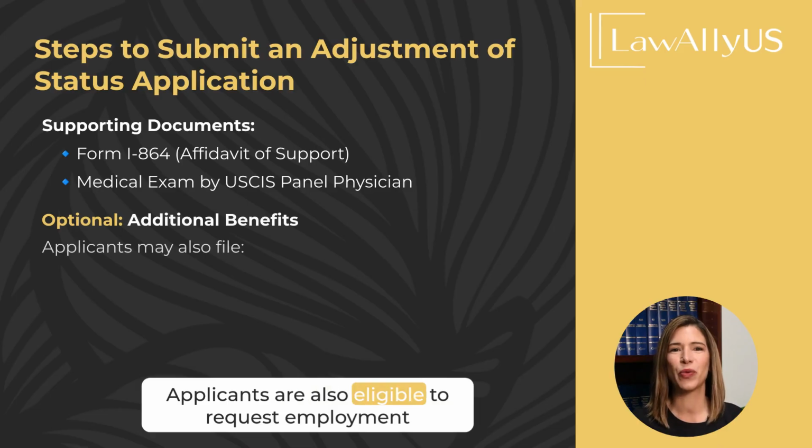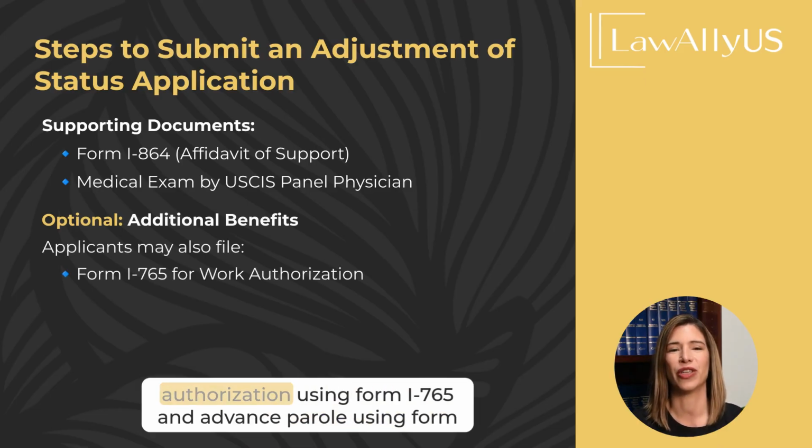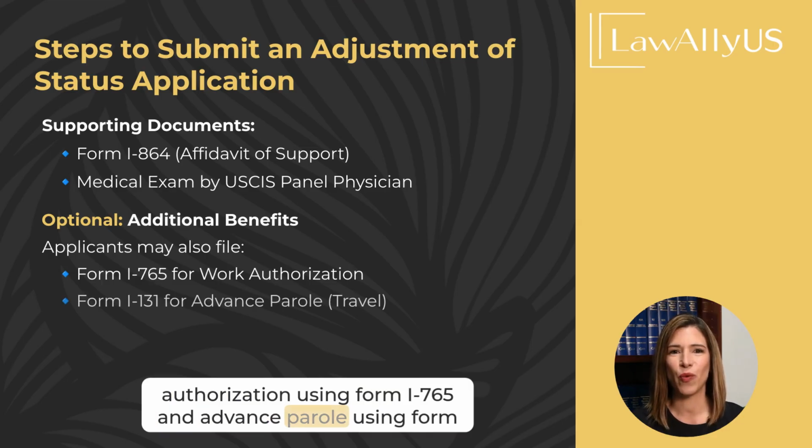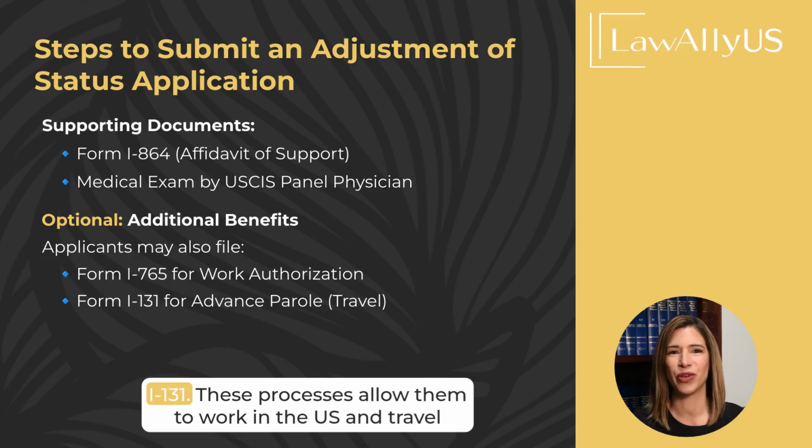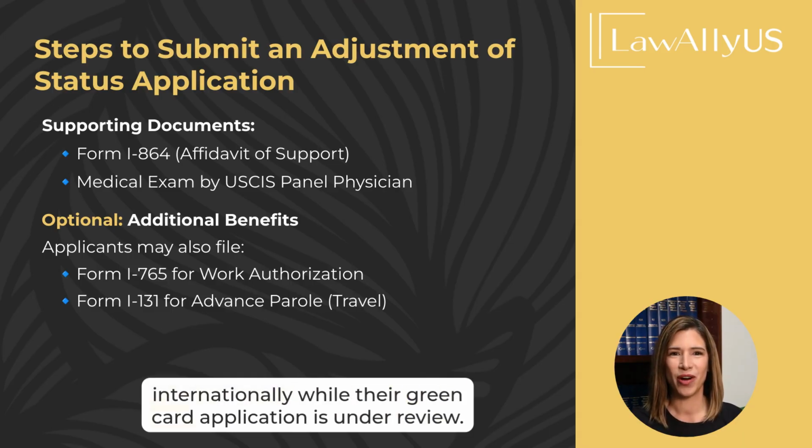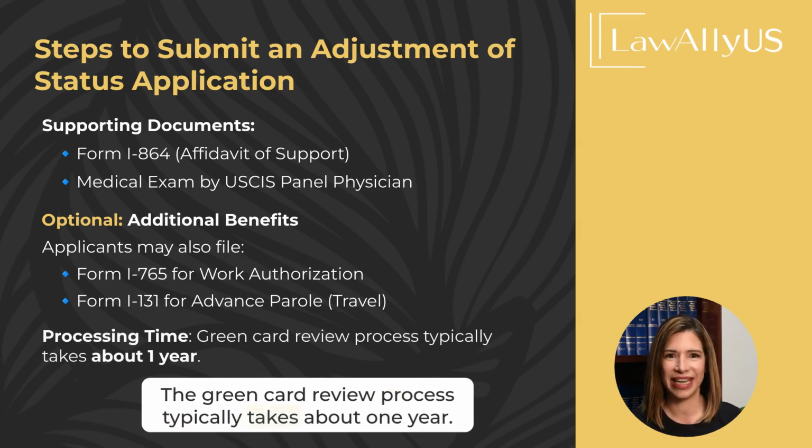Applicants are also eligible to request employment authorization using Form I-765 and advance parole using Form I-131. These processes allow them to work in the U.S. and travel internationally while their green card application is under review. The green card review process typically takes about 1 year.